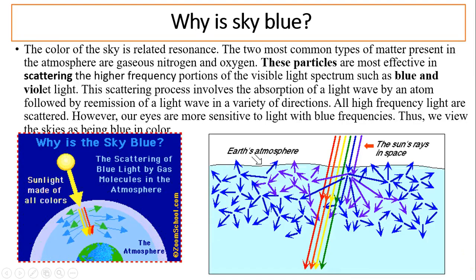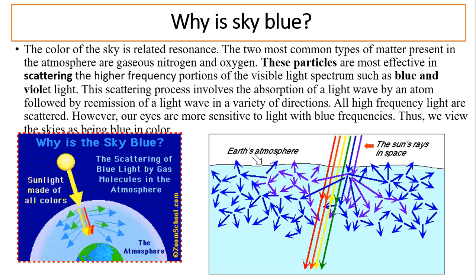Why is the sky blue? The color of the sky is related to resonance. The two most common types of matter present in the atmosphere are gaseous nitrogen and oxygen. These particles are most effective in scattering the higher frequency portion of the visible light spectrum, such as blue light and violet light. This scattering process involves the absorption of a light wave by an atom, followed by re-emission of the light wave in a variety of directions.